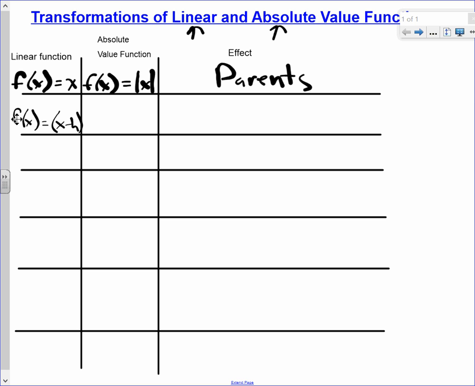So f of x equals x, there's a parent minus an h. Let's call this value h. H can be any value. Let's do the same with the absolute value. X minus h. Notice how h is inside the grouping symbols. What takes place there? Let's see.